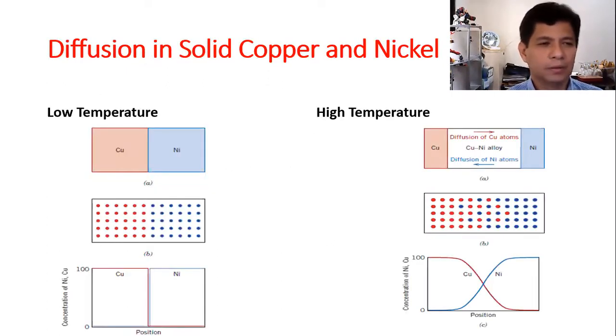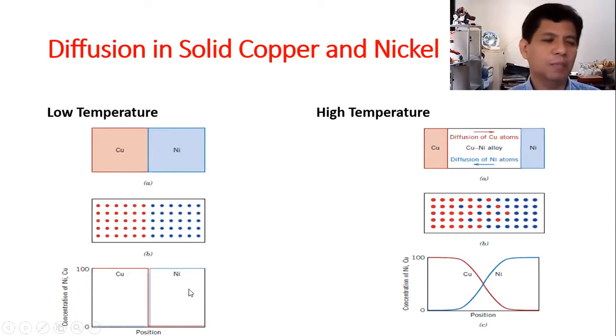Okay. So, ito yung illustration, diffusion in solid. This is copper and nickel. So, at low temperature, as you can see right here, ito yung copper, tapos ito yung nickel, they are in contact. So ito yung phase in contact nila. At low temperature, as you can see, walang nangyayari. Actually, walang diffusion na nangyayari. Even if time passes by, yung nickel hindi siya pumupunta sa copper, yung copper hindi siya pumupunta sa nickel.